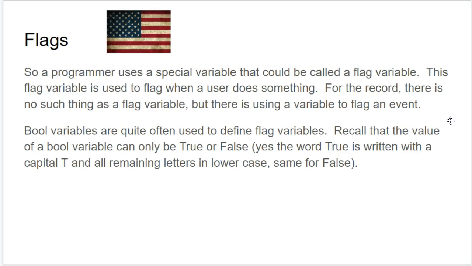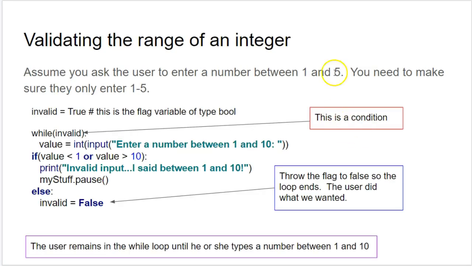Remember, bool values are quite often used when we define flags. Recall that the value of a bool variable can only be true or false. And notice that word true, the way it's spelled, capital T, capital F, all lowercase letters in both those words. That is the syntax of true or false in Python.